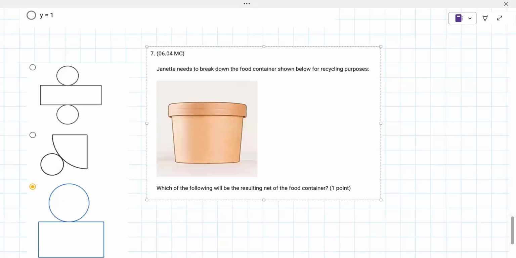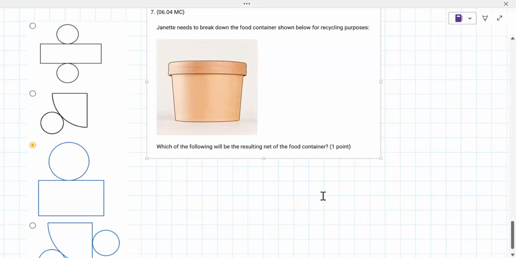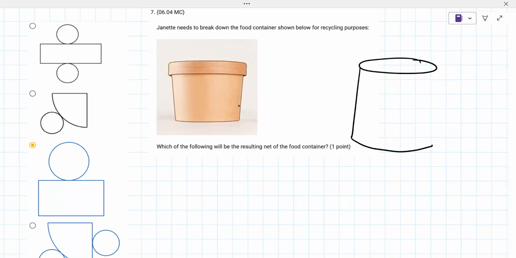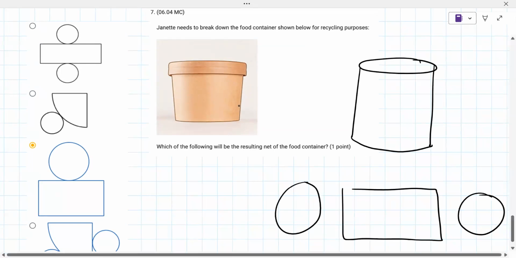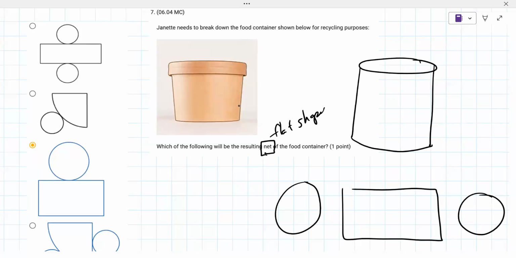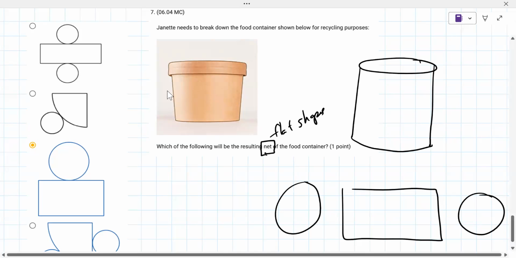Jeanette needs to break down the food container shown below for recycling purposes. Which of the following is the resulting net of the food container? So I think what they're trying to show here is, well, a cylinder. Let me do a cylinder, because this isn't quite a cylinder. A cylinder is 2 circles. That's the net. The net just means the flat shape. Now this one kind of tapers in a little bit, but it still has a top and a bottom.